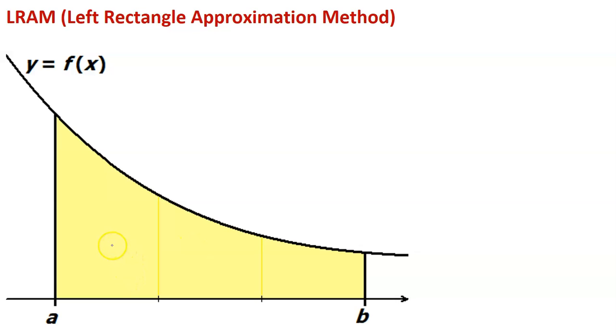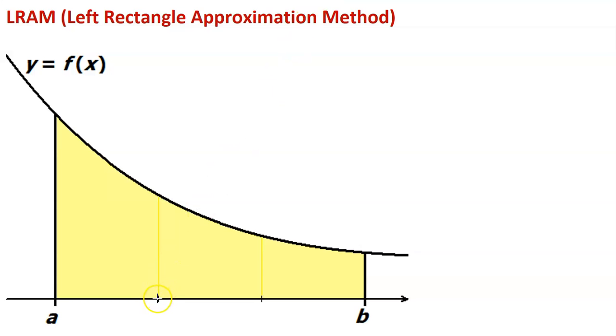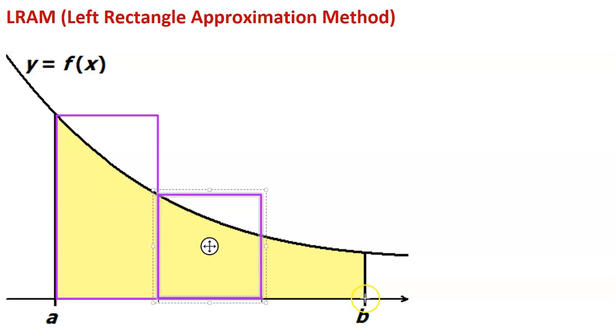So let's say if I wanted to approximate the area under this curve between A and B, left rectangle approximation method means I need to draw rectangles so that the left side of the rectangle is on the curve. All right, notice that the left side is on the curve. I'm going to draw the middle interval. I'm drawing another rectangle so that the left edge is on the curve. Again, the left edge is on the curve. So this is left rectangle approximation.